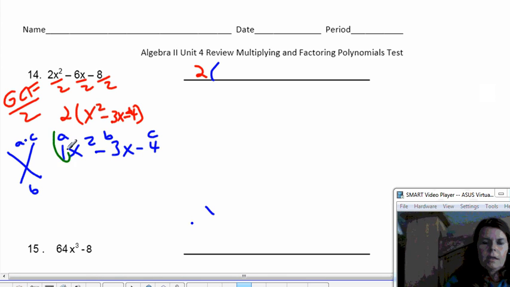Remember, a is 1, b is negative 3, and c is negative 4. So a times c is negative 4, b is negative 3. Our factors of 4 are 1 and 4, or 2 and 2, and it needs to be a negative when multiplied, so one of these needs to be negative, and we need to get 3, so it has to be 1 and negative 4.